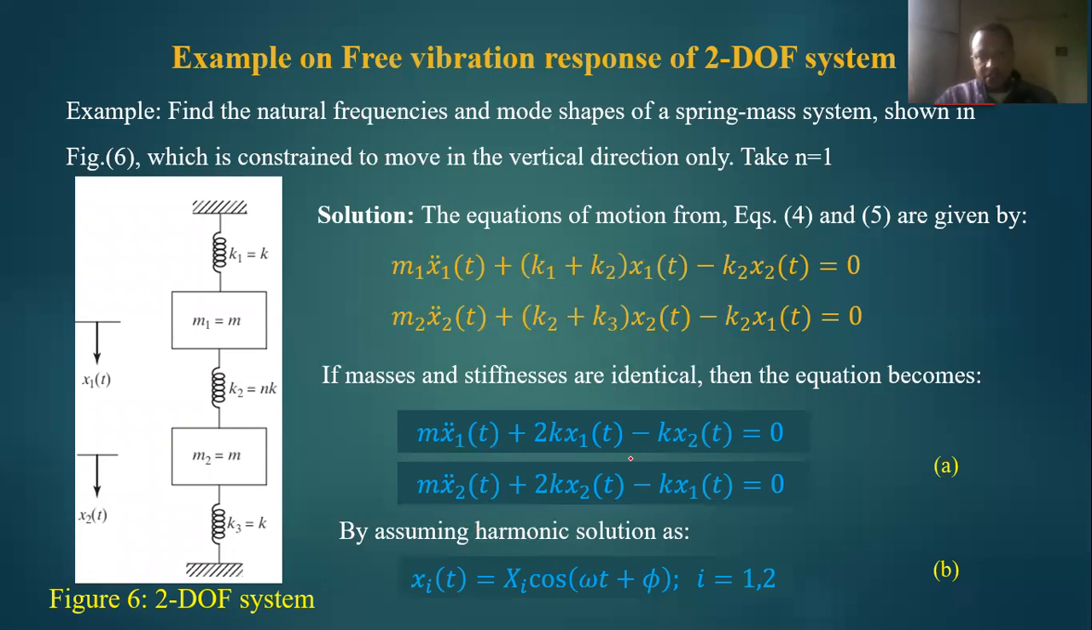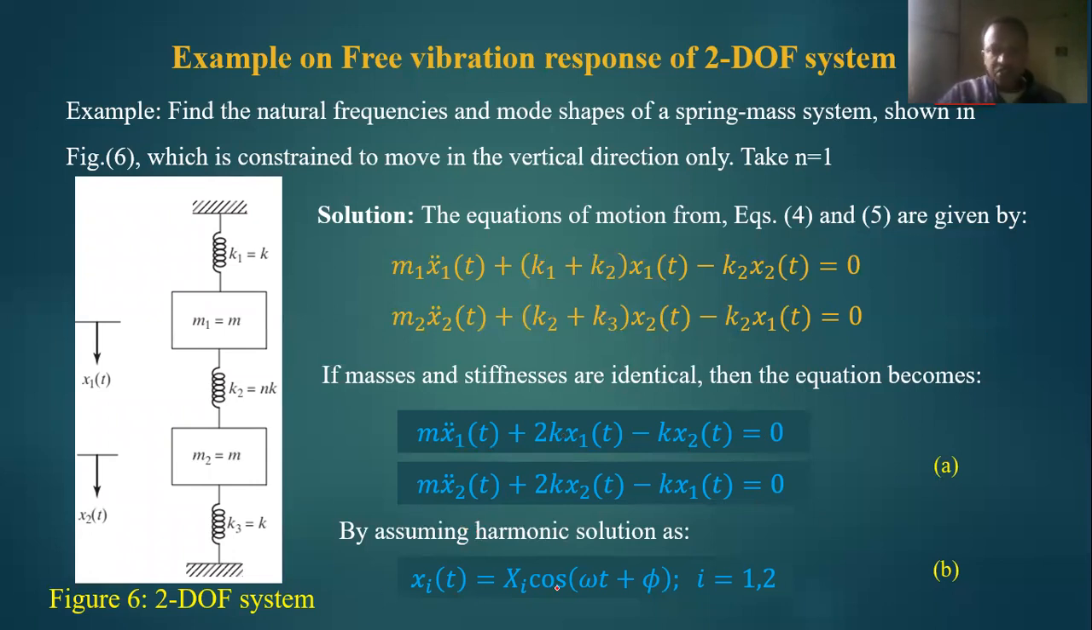So this equation is simplified by substituting the k terms, and we get m x1 double dot of t plus 2k x1 minus k x2 equal to 0, and m x2 double dot plus 2k x2 minus k x1 equal to 0. So these are the two equations.